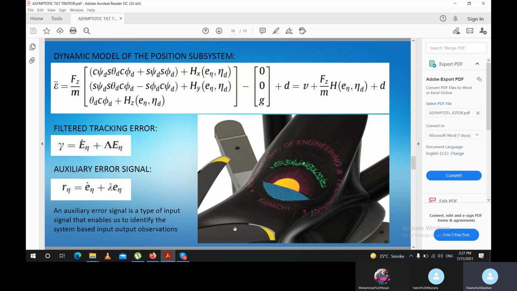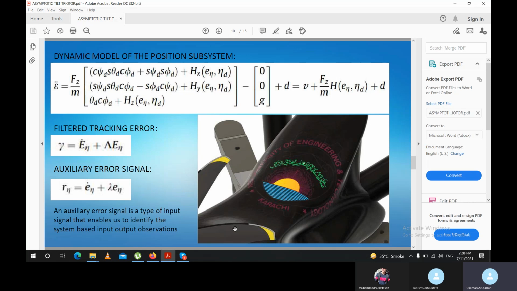Now I'll move on to slide number 10. The first part is the dynamic model of the position subsystem. In this part, the important parameters in the design of the lift triotor have been represented in state space. The important point to notice here is that we neglected the unstable parameters which would contribute to the instability of the system.